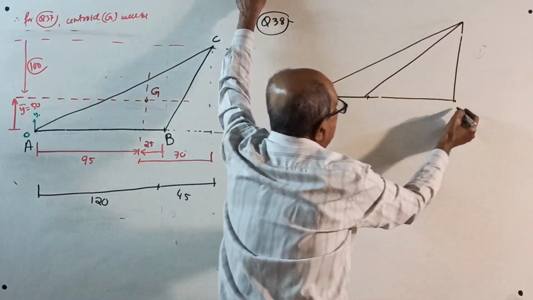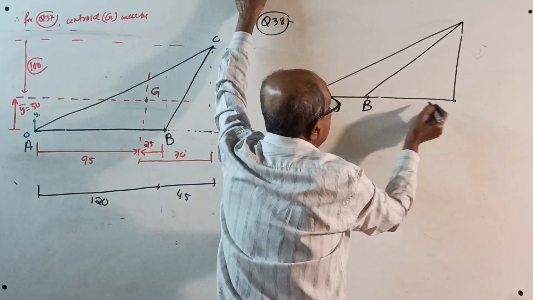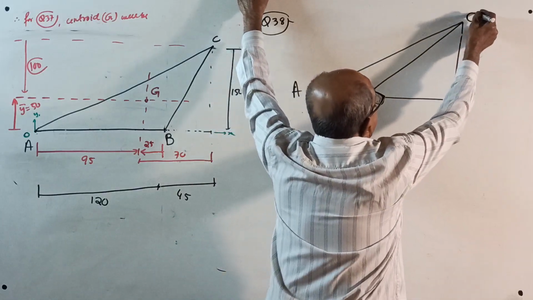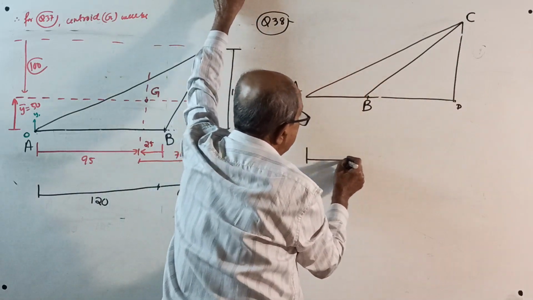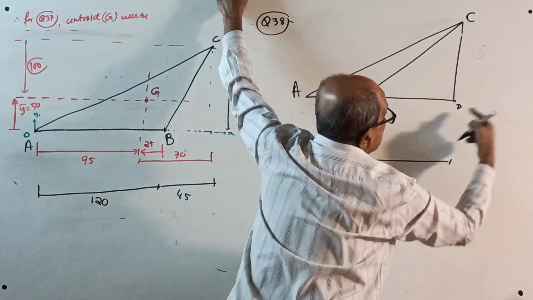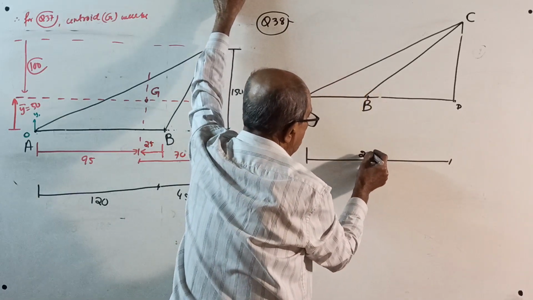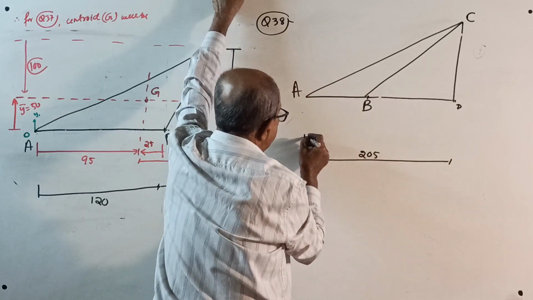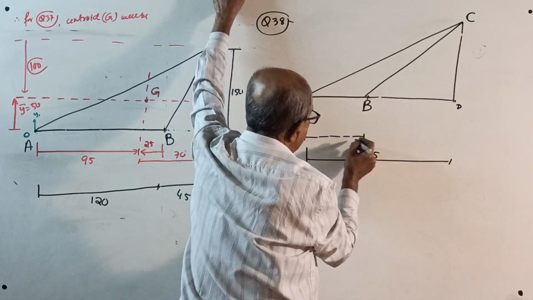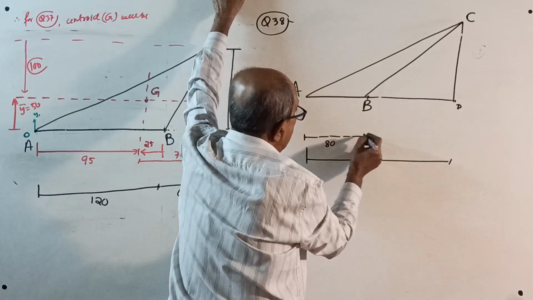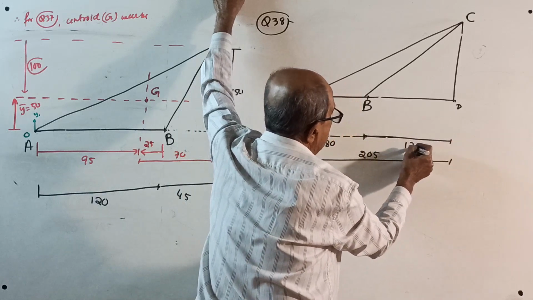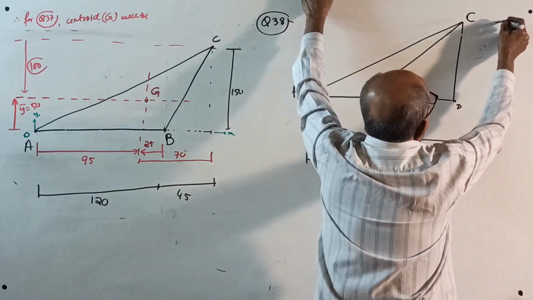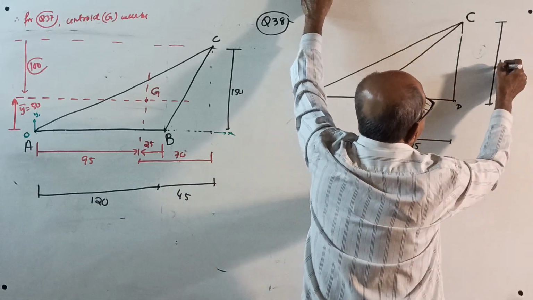A, B, C. This is D. Okay. Now, full base is 80 plus 125, which is 205. I told you. This distance is 80, and this distance is required, 125. Height, if you want, is 175, out of scale.